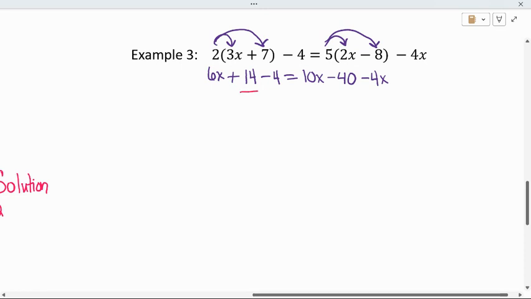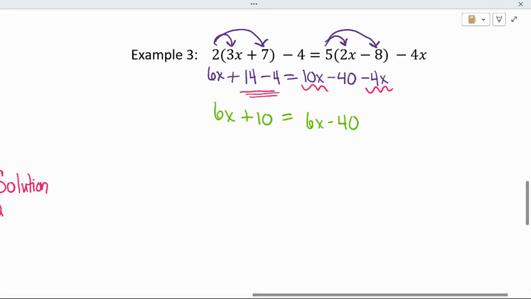Okay, let's see. On the left side, I can group together my constants. And on the right side, I have some x's that I can group together. So the left side simplifies to 6x plus 10. And the right side simplifies to 6x minus 40.